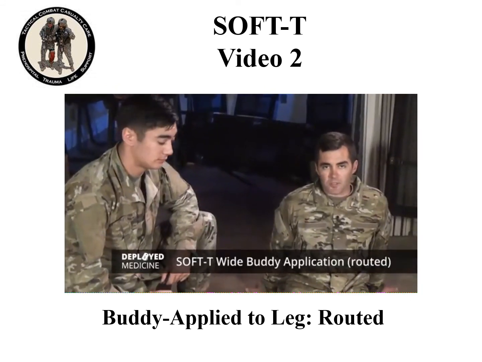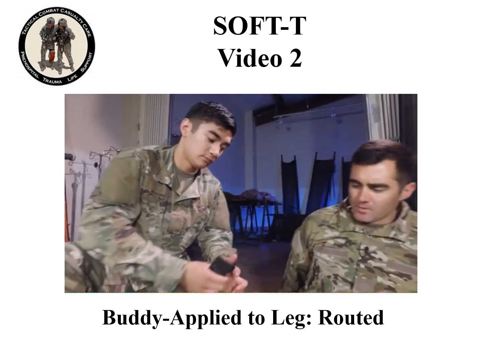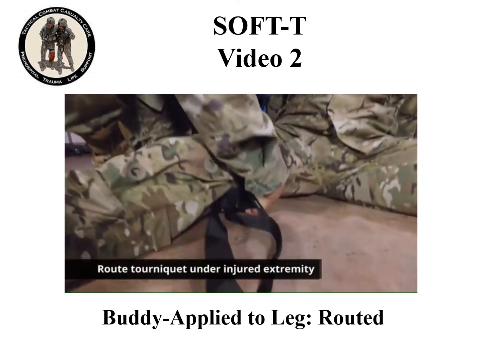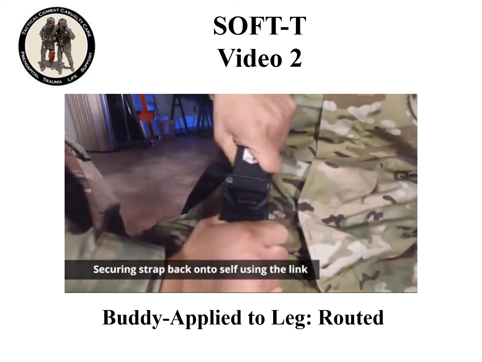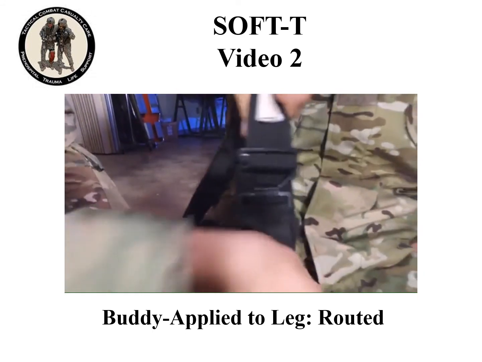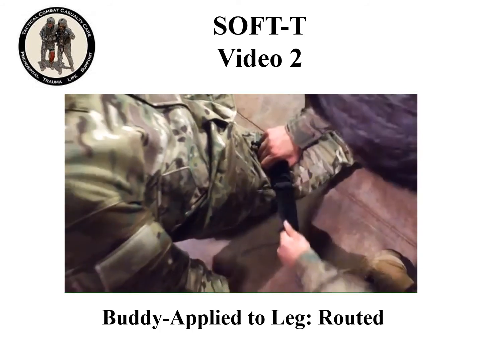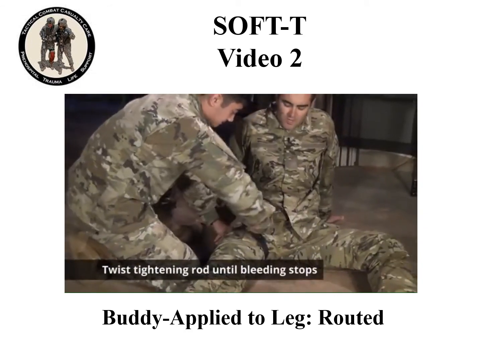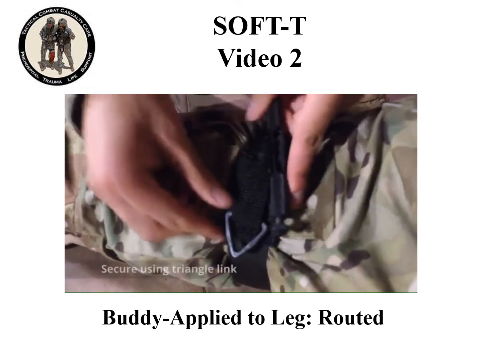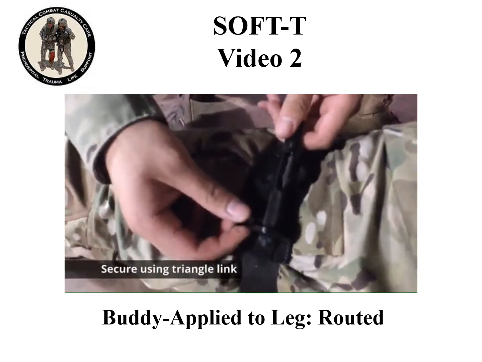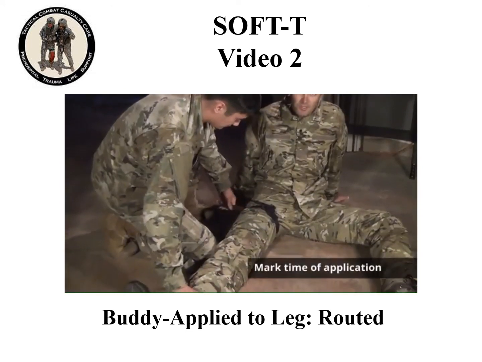Hey guys, we're going to talk about the Special Operations Forces Tactical Tourniquet Wide buddy application routed. First thing you want to do is route the tourniquet underneath the injured extremity. Secure the strap back onto itself using the link. Tighten as much as possible. Use the tightening rod to twist the tourniquet tight until bleeding has stopped. Secure it using the triangle link. Check to make sure all bleeding has been controlled. And don't forget to mark time.